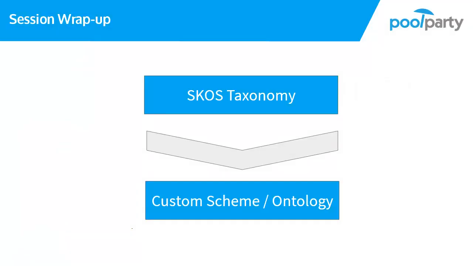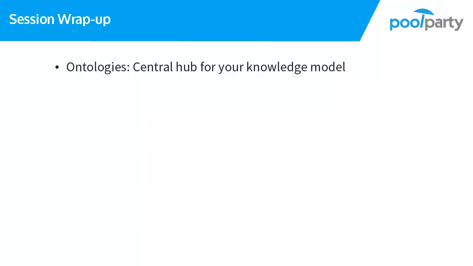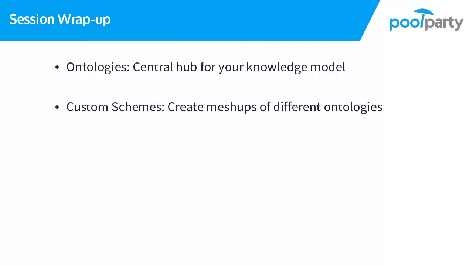Now you know how to extend and tailor suit your taxonomy. You know that in PoolParty we differentiate custom schemes and ontologies. Ontologies are your central hub for your knowledge model. Custom schemes allow you to make mashups out of different ontologies. And you know the workflow, how to enable custom schemes to your taxonomy. So you know that you have to classify your concepts according to the custom schemes you want to use.